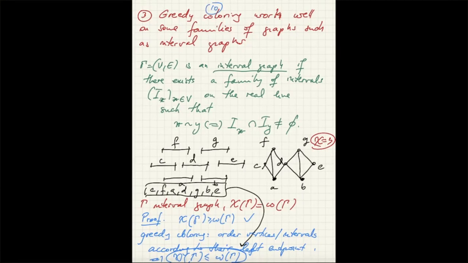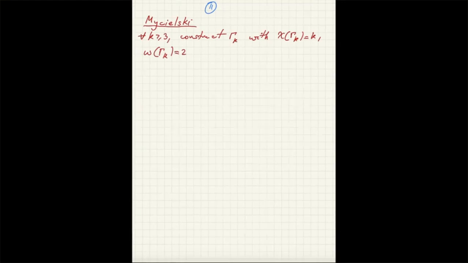Okay. Now let me finish with Mycielski's result. So you want to construct, for any k greater or equal to 3, gamma k with chromatic number of gamma k equal to k, and gamma k clique number 2, meaning no triangles. So it's a recursive construction. It works like this. For k equals 2, you can find such a graph. The easiest one is the cycle C5, which I'll draw in this kind of strange fashion.